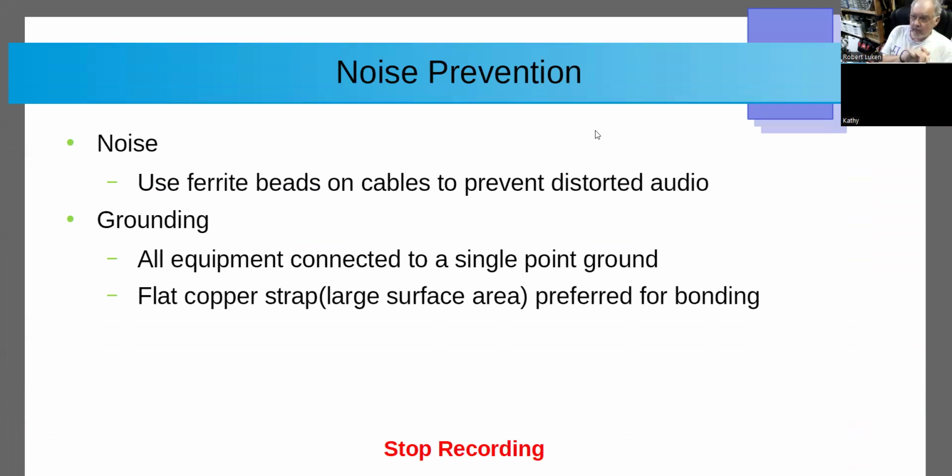Noise prevention. The best way to counteract noise if you're picking it up is to use ferrite beads on all of your cables: microphone cable, speaker cables, USB cables, any cable. You can even put them on coax cables.